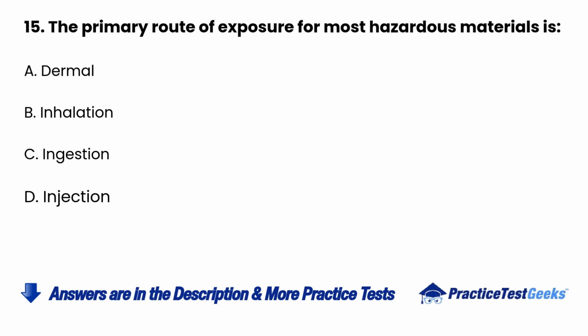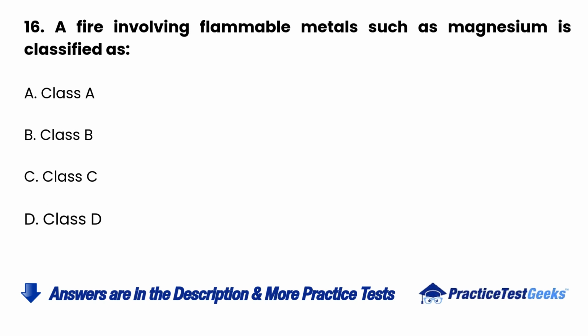15. The primary route of exposure for most hazardous materials is: A. Dermal. B. Inhalation. C. Ingestion. D. Injection. 16. A fire involving flammable metals such as magnesium is classified as: A. Class A. B. Class B. C. Class C. D. Class D.